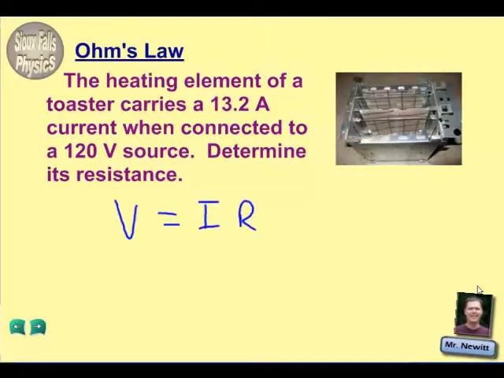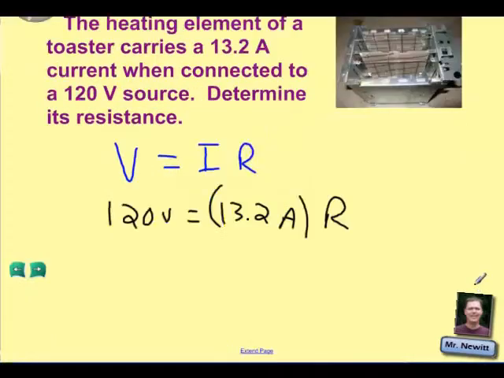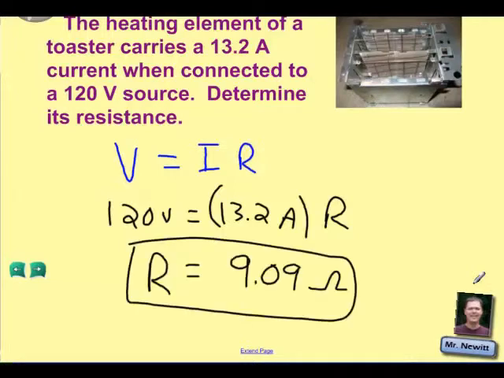To do this, we're going to use Ohm's law, which we know is the voltage in a circuit is equal to the current times the resistance. So putting in the values that we know, we have voltage of 120 volts, a current of 13.2 amps, and we're solving for our resistance. So solving this out, we end up getting a resistance value of 9.09 ohms for the toaster. Makes you think twice about putting those Pop-Tarts in there, huh, kids?